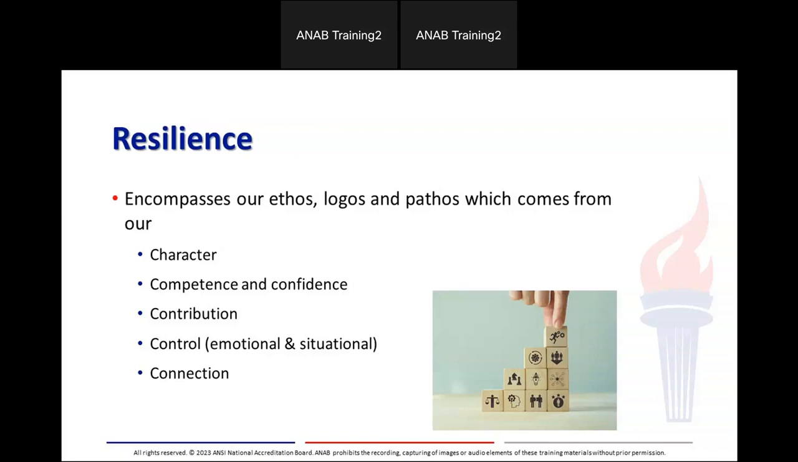Our pathos are our feelings of purpose, how we contribute, how we make a difference, our feelings of belonging, connection to others and our world, and our feelings of being part of a community, as well as our emotional intelligence or emotional control. That's all part of our resilience. So let's take a look at these elements of resilience in a little more detail.